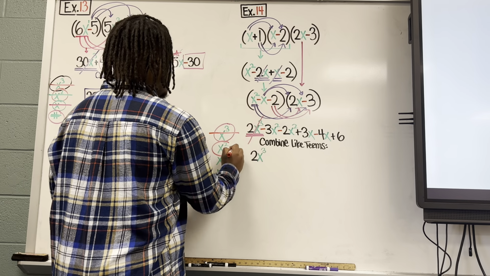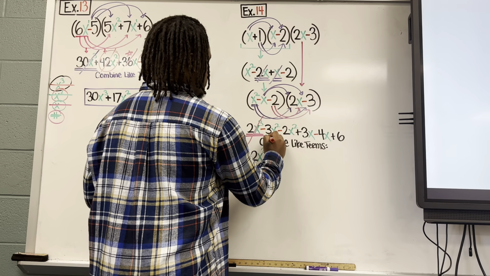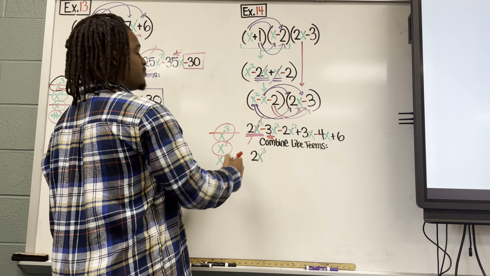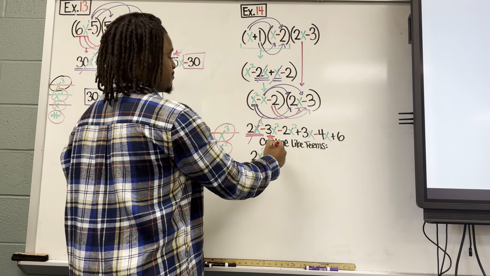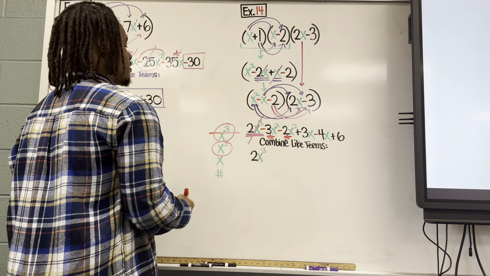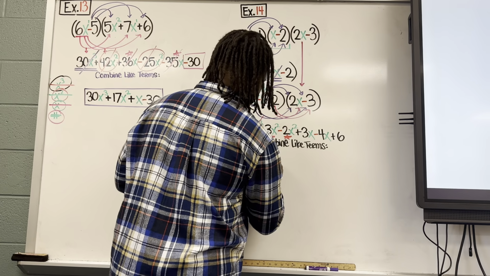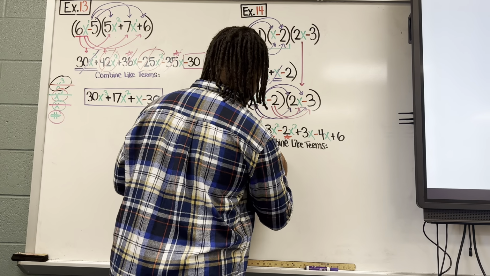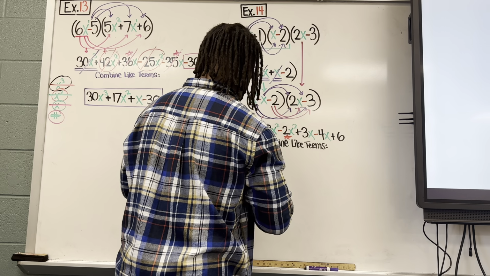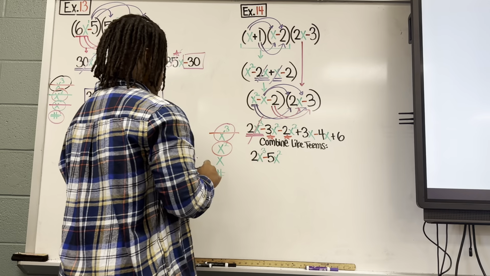Now I got x to the second power, right? I'm going to put a star underneath. I have a negative 3x to the second power, and I also have a negative 2x to the second power as well, right? Negative 3 plus negative 2 is negative 5. So that's going to equal negative 5x to the second power.